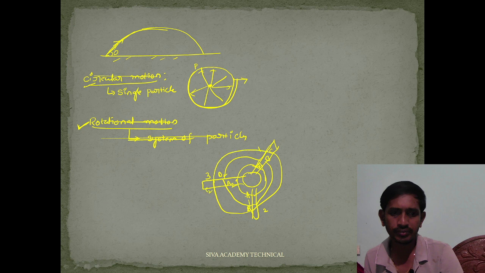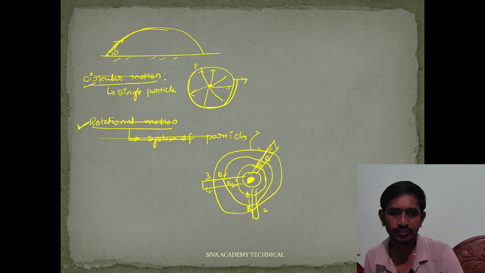Means all the particles in the system follow a circular path about a fixed point. This fixed point is called the axis of rotation. This is the imaginary axis. About this axis, all the particles are moving in a circular path about this fixed point. So this is called rotational motion.